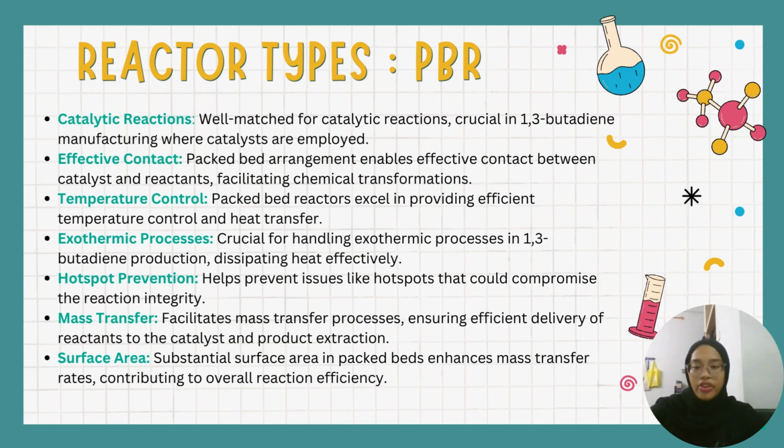Next is hotspot prevention. It helps prevent issues like hotspots that could compromise the reaction integrity. Next is mass transfer, where the PBR facilitates mass transfer processes, ensuring efficient delivery of reactants to the catalyst and product extraction. And lastly is the surface area. Substantial surface area in the PBR enhances mass transfer rates, contributing to overall reaction efficiency.